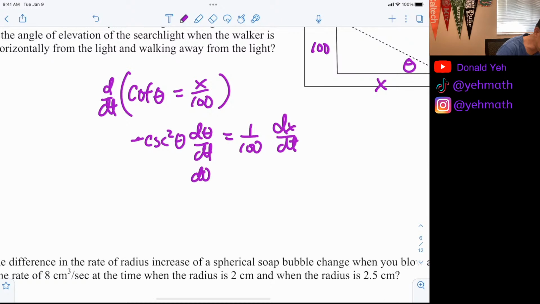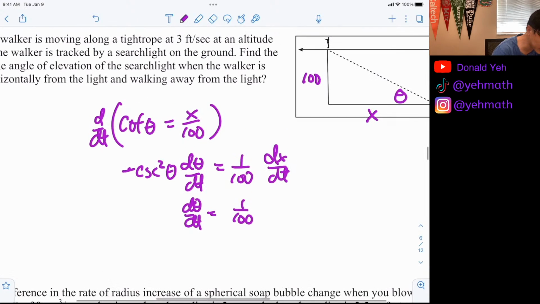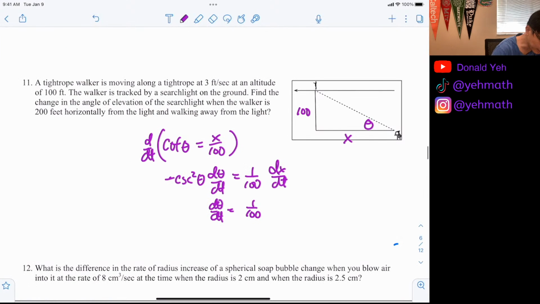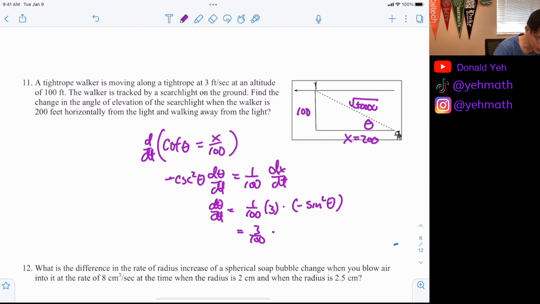Here it's going to be d theta dt here, 1/100. What's dx dt here? I think it's 3, right? And this one's going to be negative sine squared theta. And that's equal to 3/100 times sine squared. So this one, I think that's 200 at this moment. And this is going to be square root of 5. I don't know how many zeros there are.